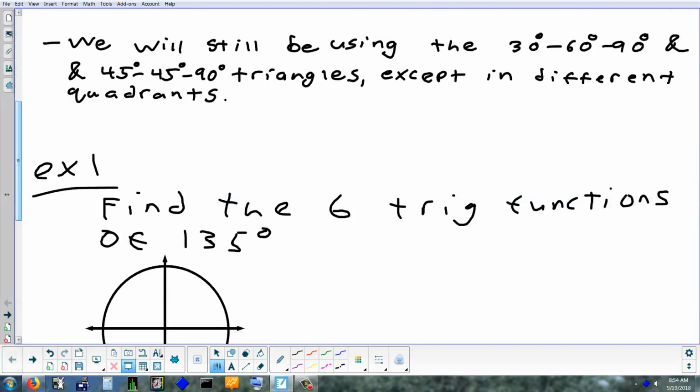Okay, so let's try the 135, the one we actually just drew. Why do we need calculus if we just flip it to the negative? Eventually we're going to do ones that are not multiples of 30 and 45. Like I might ask you, what's the sine of 127? Because that's not a multiple of 30 and it's not a multiple of 45, we don't have a triangle to draw for it. So then we'd have to use a calculator.